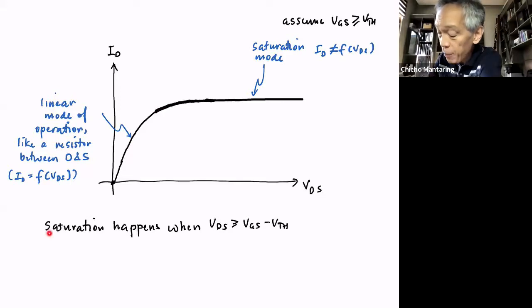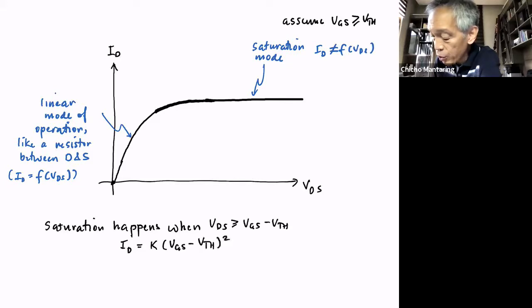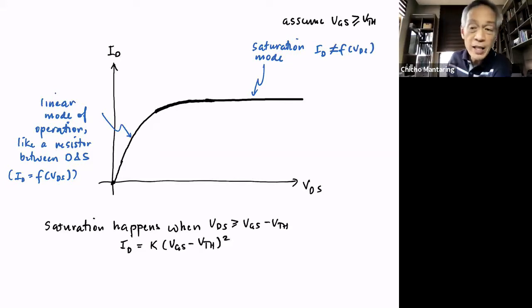So saturation happens when VDS is greater than VGS minus VTH. In fact, when this happens, ID is just a constant K times VGS minus VTH squared. Your ID will just vary with the square of the difference of VGS, the gate to source voltage, minus your threshold voltage.